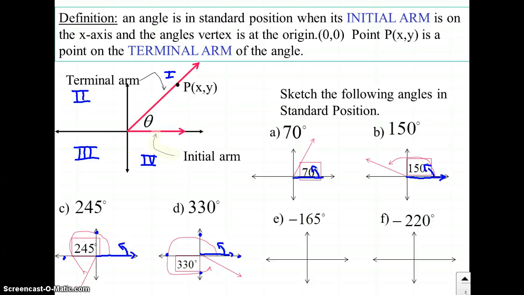Negative angles start on the positive x-axis and they go in a clockwise direction. So a negative 165 degree angle, well, here's negative 90. Negative 180 would be here, but negative 165 isn't that far, so the terminal arm should end up in quadrant 3. And a negative 220 degree angle, again, starts on the positive x-axis, negative angle, so we're going to go in a clockwise direction. 220 degrees, we'll have a terminal arm finishing in quadrant 2. So those are angles in standard position.